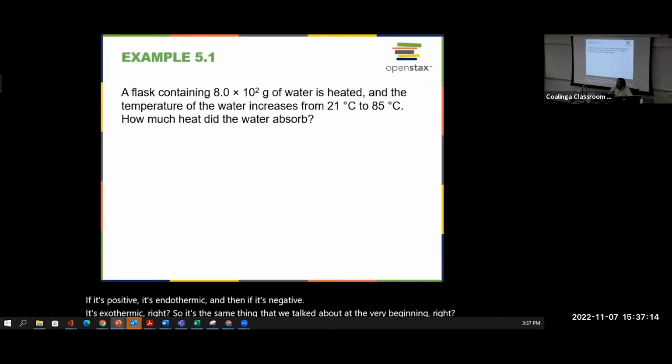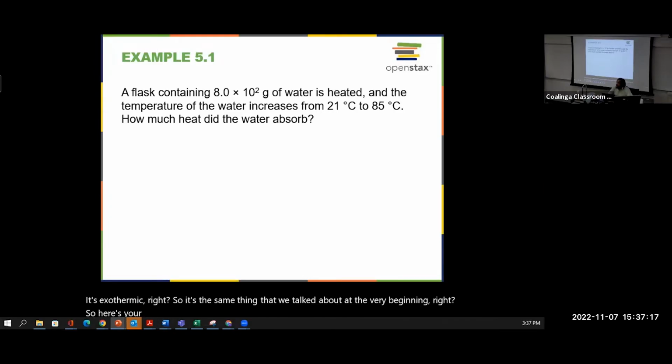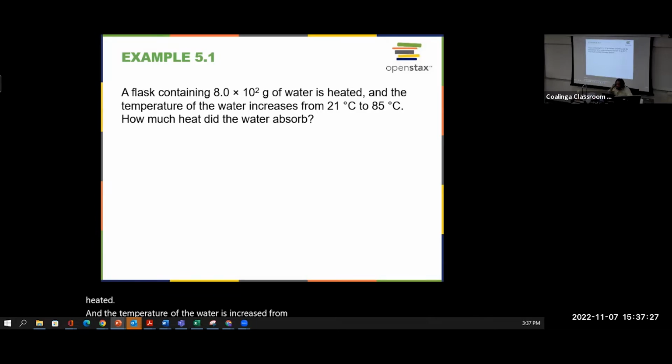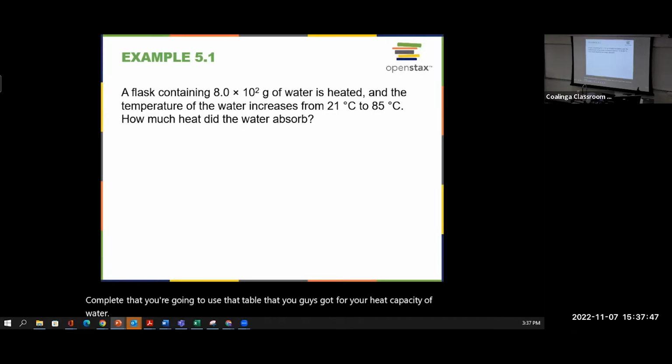Okay, so here's your question. A flask containing 8.0 times 10 to the second grams of water is heated, and the temperature of the water is increased from 21 degrees Celsius to 85 degrees Celsius. How much heat did the water absorb? Okay, so I want you guys to contemplate that. You're going to use that table that you got for the heat capacity of water.